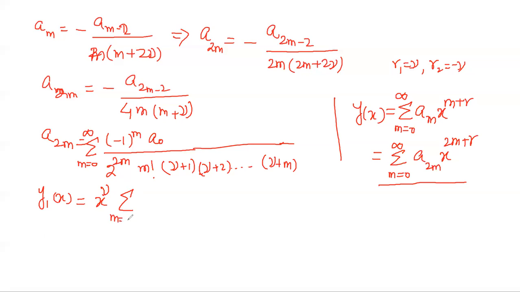It will be minus 1 power m a naught over 2 power 2m, m factorial into nu plus m into nu plus l. Okay, just give me a minute.